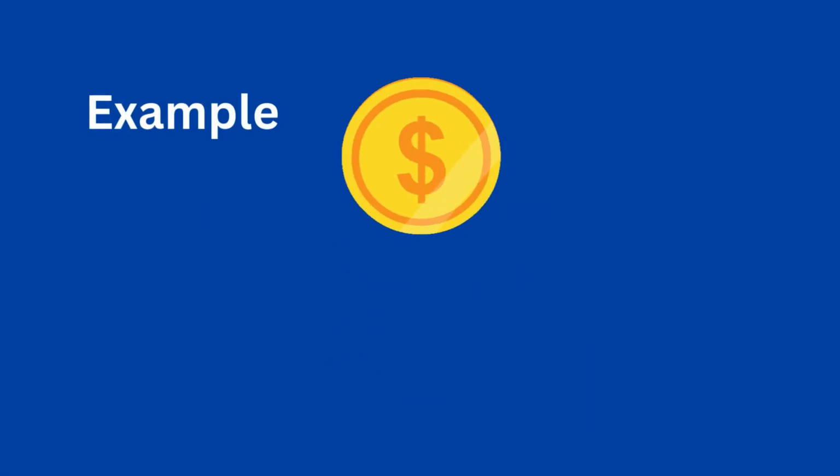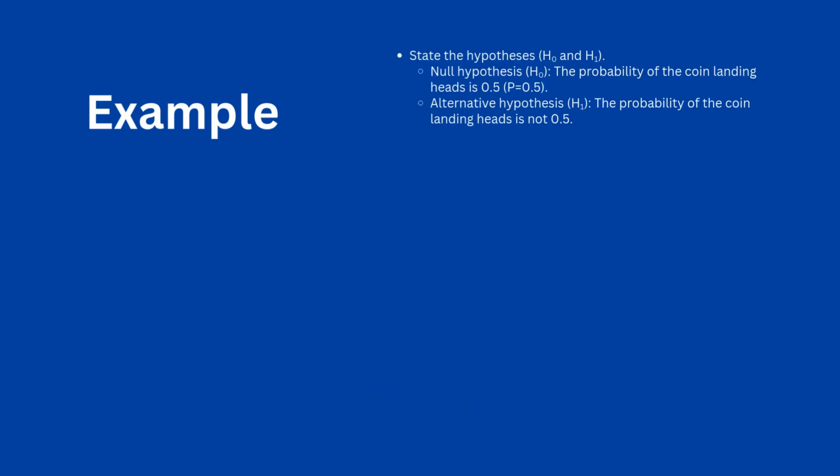Let's make this real with a simple example. Imagine you want to test if a coin is fair. In step 1, we state the hypotheses. The null hypothesis: the chance of the coin landing heads is 50%. Alternative hypothesis: the chance is not 50%. Now let's choose a significance level of 0.05, which is nothing but 5%.